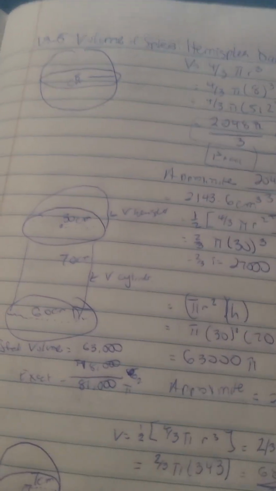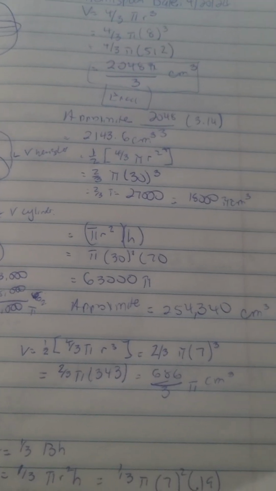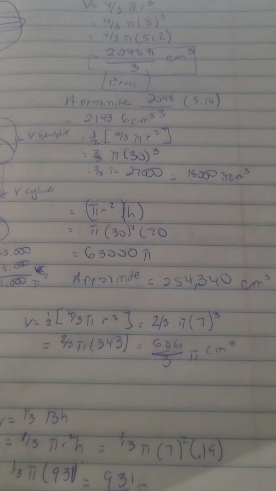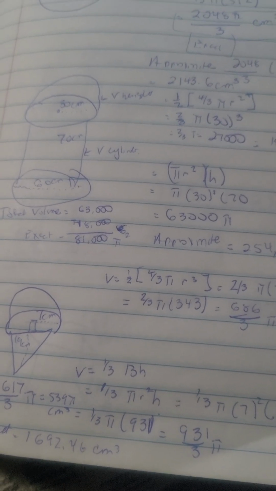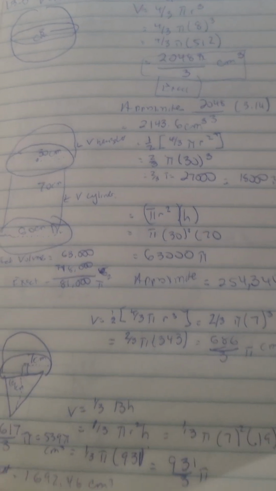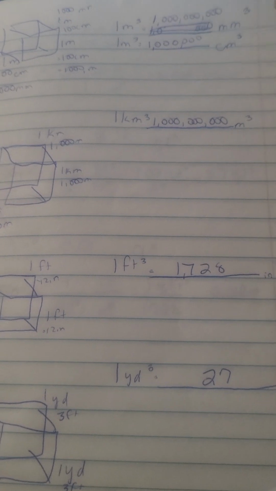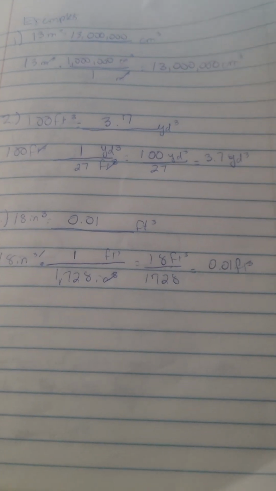Next, we have volume of a sphere, hemispheres. There's a little difference. You have to do the volume. You did it by pi, but depending on the shape, it was a different fraction in front of it. And then we did unit conversions as well. Here are some examples.